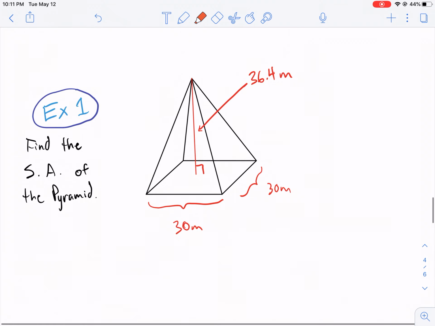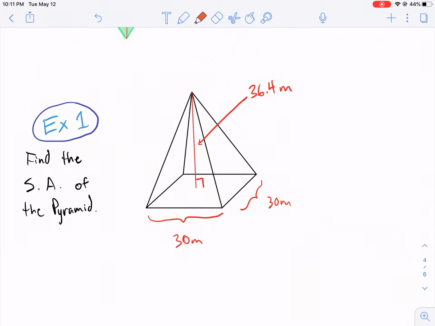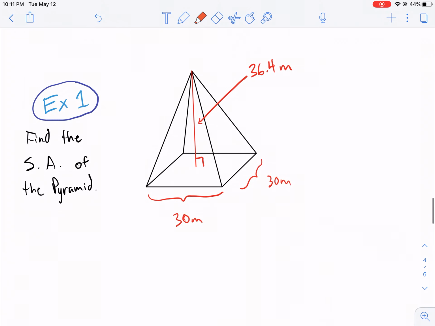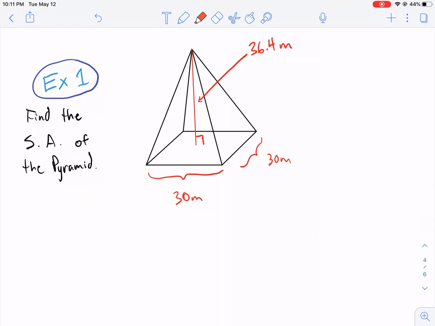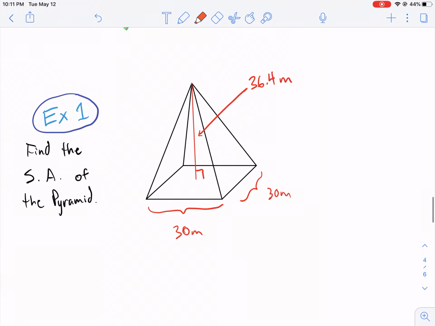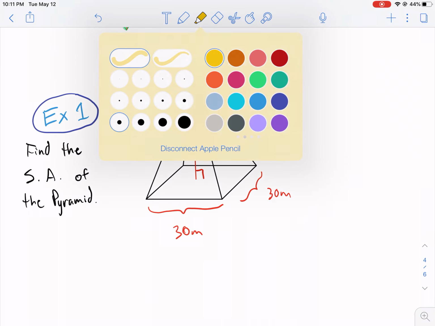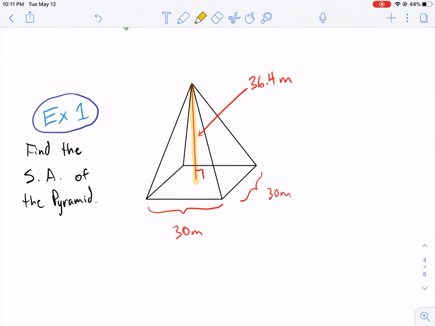Let's go ahead and get into an example, and then we'll move on to cones in the next video. So here's our example. Find the surface area of the pyramid. We're given the slant height. No, sorry. We're given the height. I should have asked you guys what we got. This is the height. The reason it's a height and not a slant height is because it goes from the vertex to the middle of the base. And we're given that this is a square pyramid. So this is a regular pyramid because that's 30 and 30.